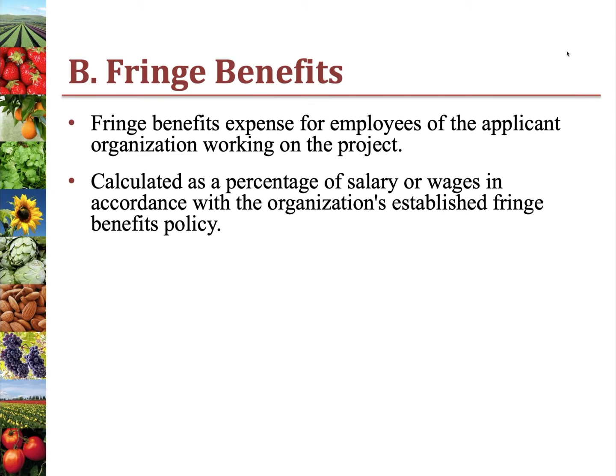Category B is for the fringe benefits expense for employees working on the project. Fringe includes benefits like paid leave, health insurance, and unemployment, and is calculated as a percentage of an employee's salary or wages. This percentage should be determined in accordance with the applicant organization's established fringe benefits policy.